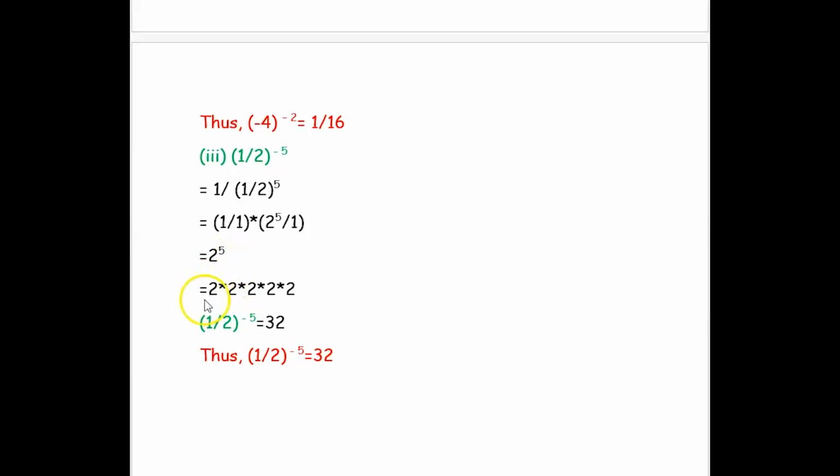So 2 to the power 5 can be written as 2 into 2 into 2 into 2 into 2, that is 2 repeated 5 times. So our answer will be 32. So thus 1 divided by 2 raised to the power of negative 5 is 32.